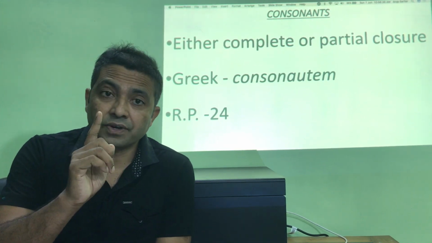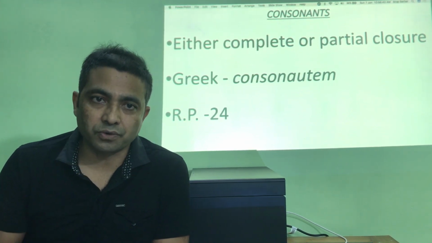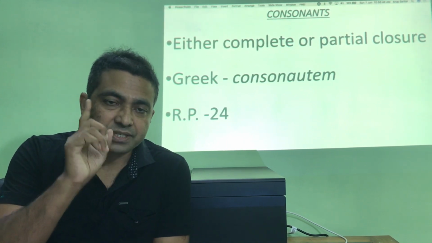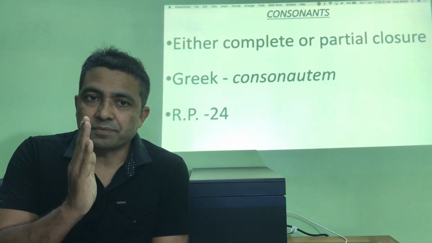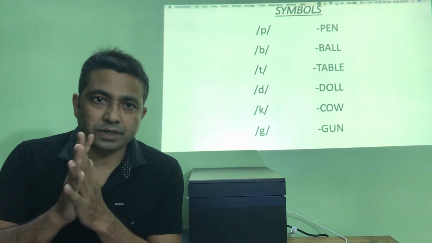I'm talking about the phonemes. Total consonant phonemes: 24. I'm not talking about the alphabet. The alphabet may be 26, but the total consonant phoneme sounds are 24. And let's see the symbols.